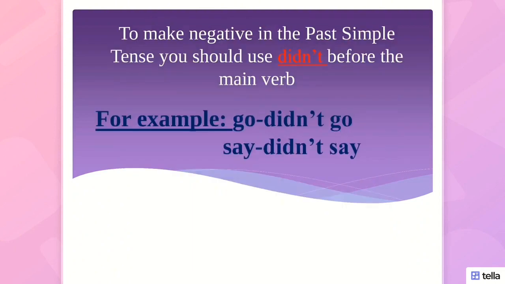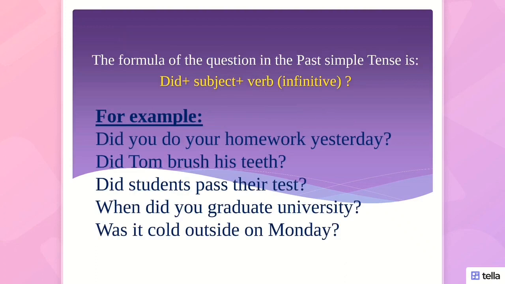Okay, to make negative sentences in the past simple tense, you should use didn't before the main verb. As in the example, go, didn't go, or say, didn't say. And there is one more peculiarity in this case. You have to use the infinitive with did or didn't. You see, we say didn't go, but not didn't went. Okay, let us move further.